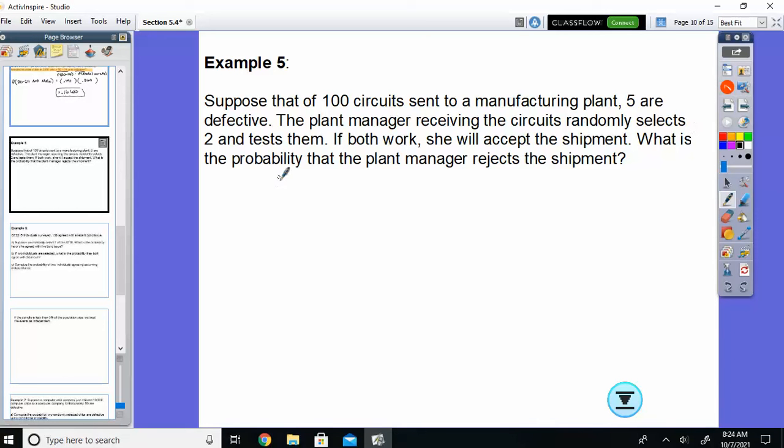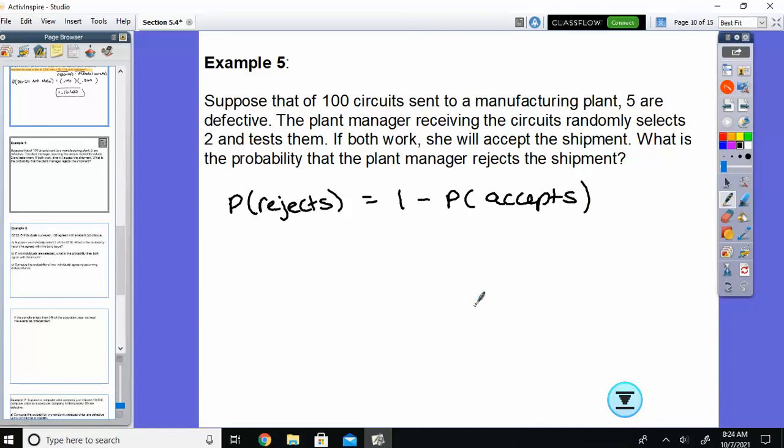Subtract that. So the probability that she rejects would be 1 minus the probability that she accepts. They're complements. You can't do anything else. Your two options, you either take it or you don't. Alright, so we have to find the probability that she accepts. And what will make her accept it? If they both work. So, probability the first one works and the second one works.